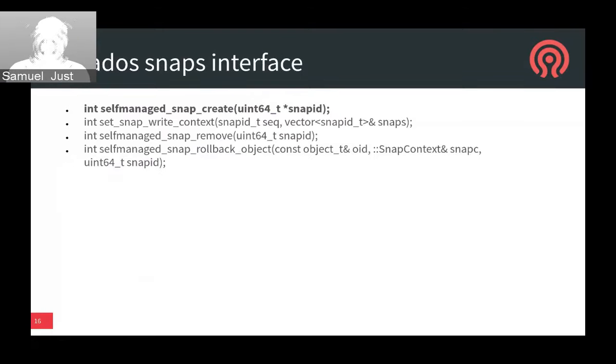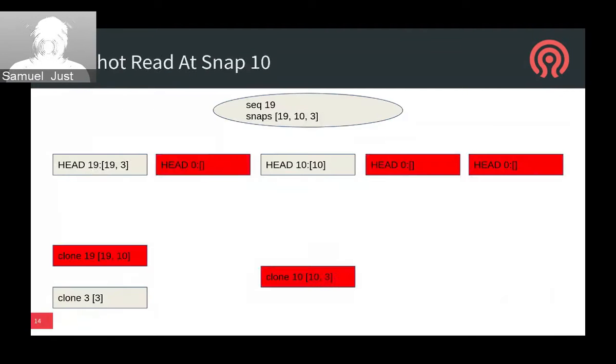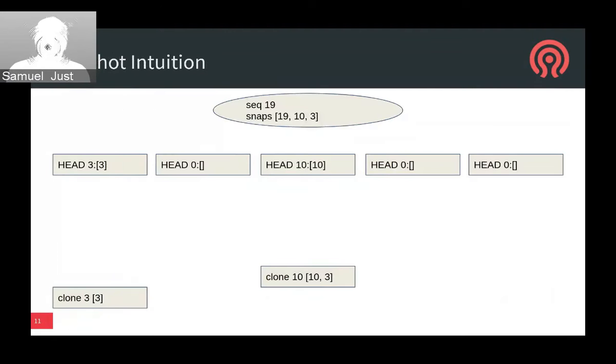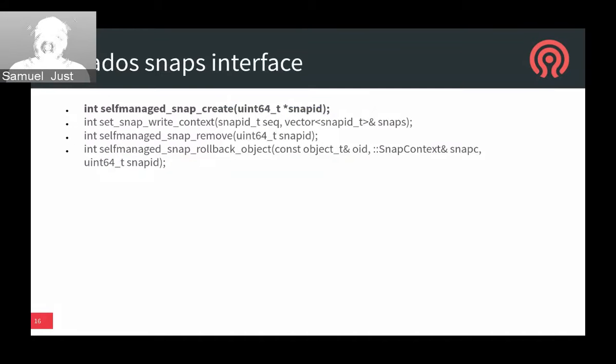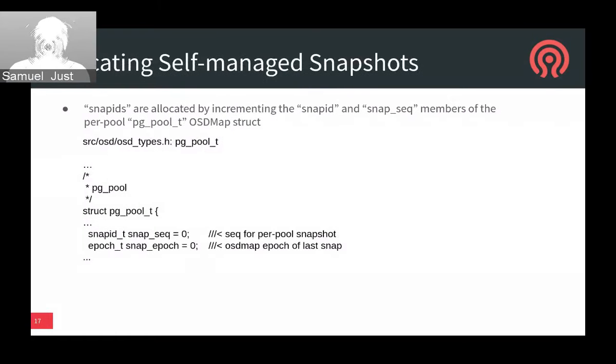Okay, so the underlying interface that RBD and CephFS are using for this is the RADOS Snaps interface. There are 4 basic operations here. Snap create, which corresponds to these things where we updated the client information. Set snap write context, which also happens as part of that process. Snap remove, which is how we remove a snapshot from a pool. And snap rollback, which rolls an object back to a specified sequence number.